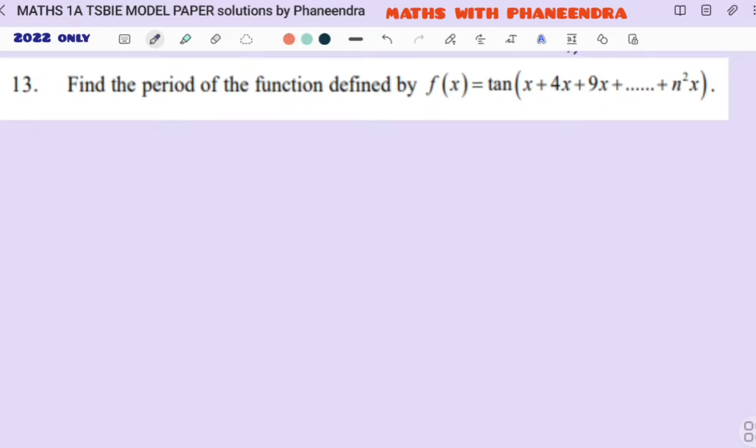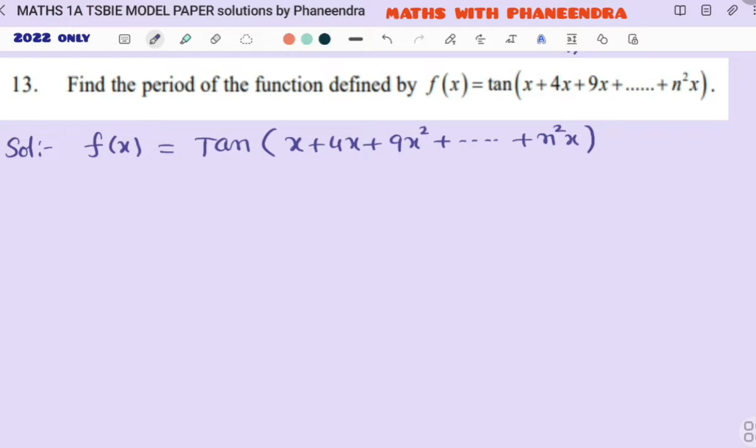Question number 13 is: find the period of the function defined by f of x equal to tan of x plus 4x plus 9x plus and so on n square x. So first, the given function f of x is equal to tan of x plus 4x plus 9x plus and so on n square x, that is equal to tan of x, take common, 1 plus 4 plus 9 plus and so on plus n square.